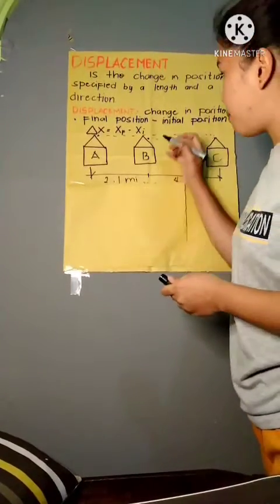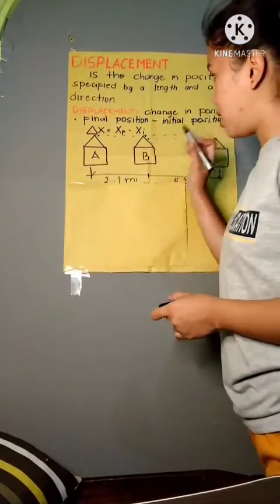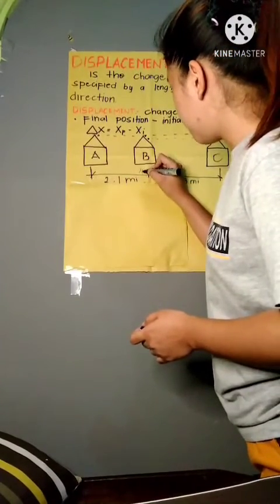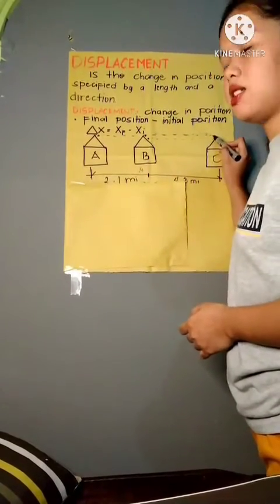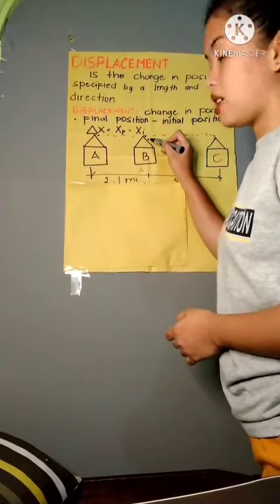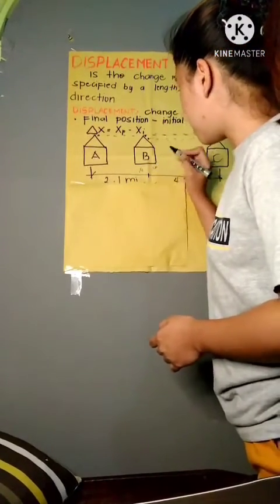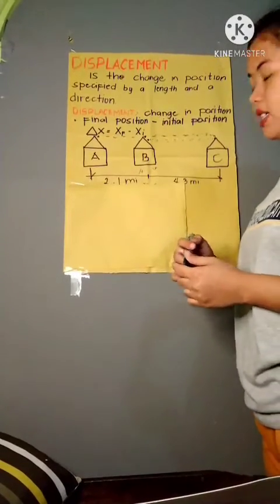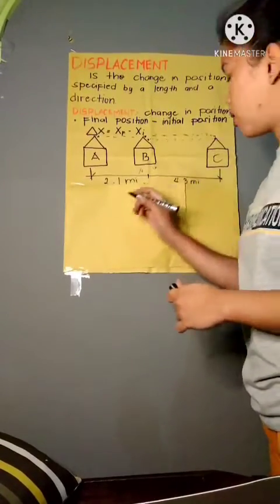For example, galing ka sa House B. Ito ang initial position. Kung pupunta ka sa House C, tapos pagdating mo sa House C, bumalik ka ulit sa House B, ito na ang final position. Ano ba ang initial position ni House B? Ang length niya is 2.1 miles.